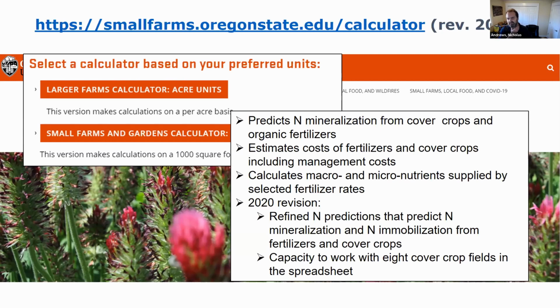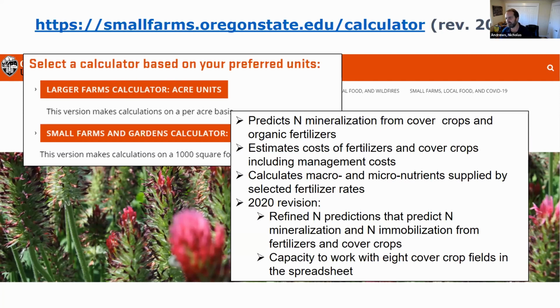The cover crop cost estimates include management costs, not land costs, but it does include depreciation, fuel, labor, that sort of thing. And then the fertilizer calculator, part of it calculates macro and micronutrients supplied by fertilizer rates that you select. In 2020, we revised the calculator with new nitrogen predictions. So now the models predict nitrogen mineralization and nitrogen immobilization from fertilizers and cover crops. You can actually enter data for up to 8 cover crop fields at a time now.